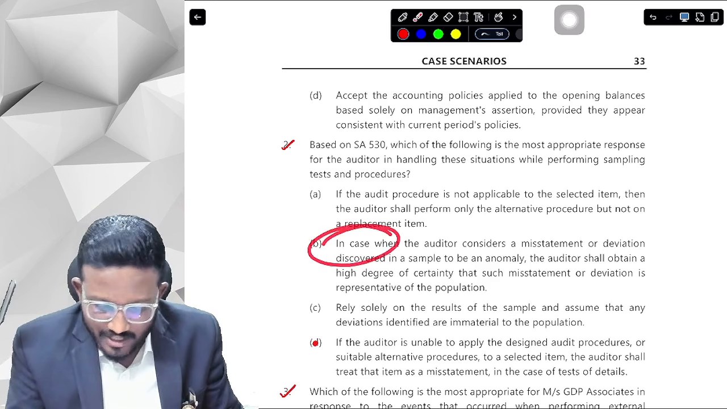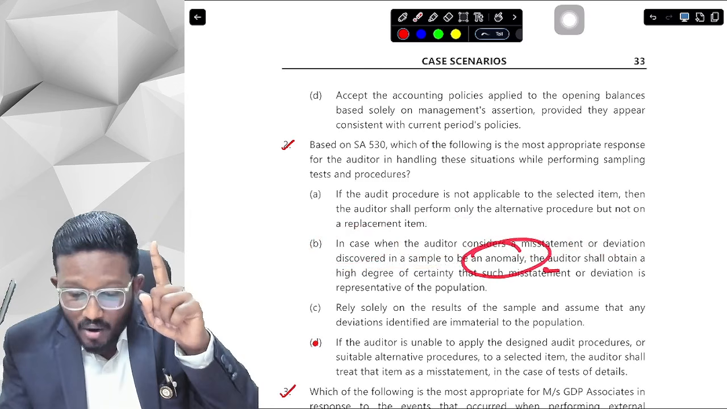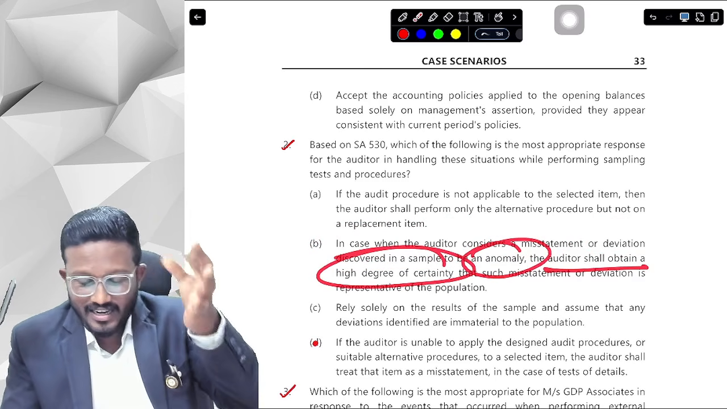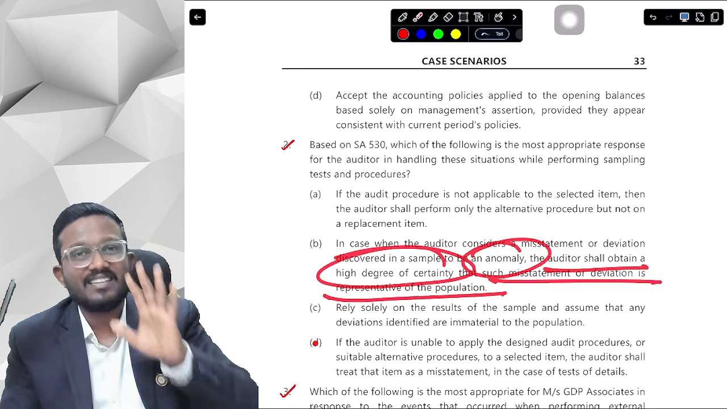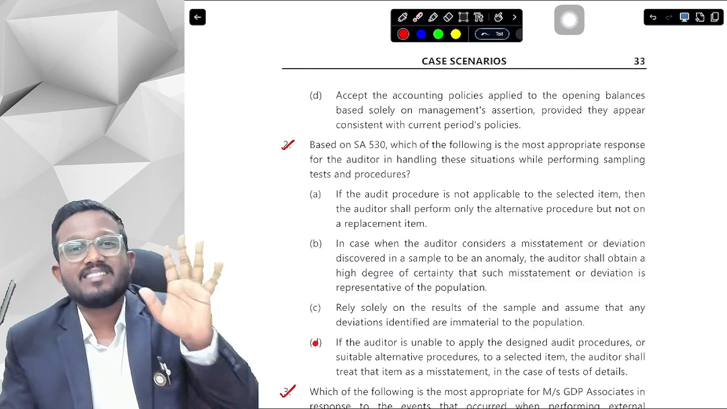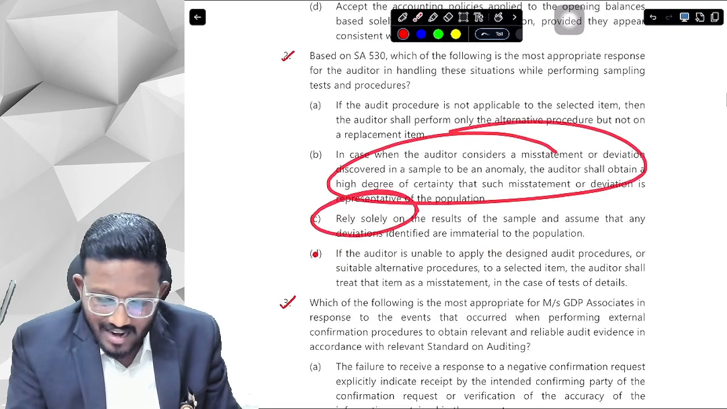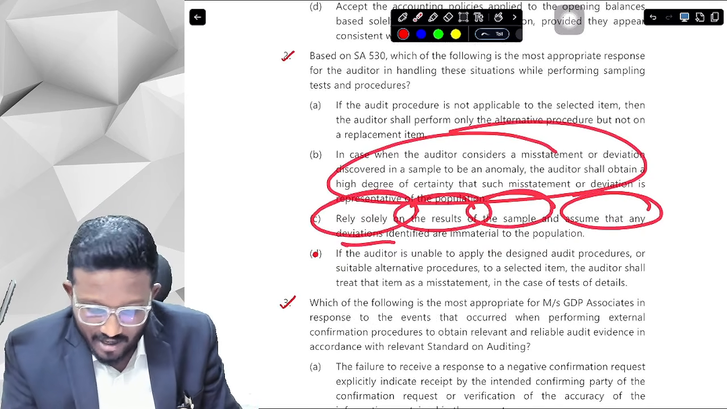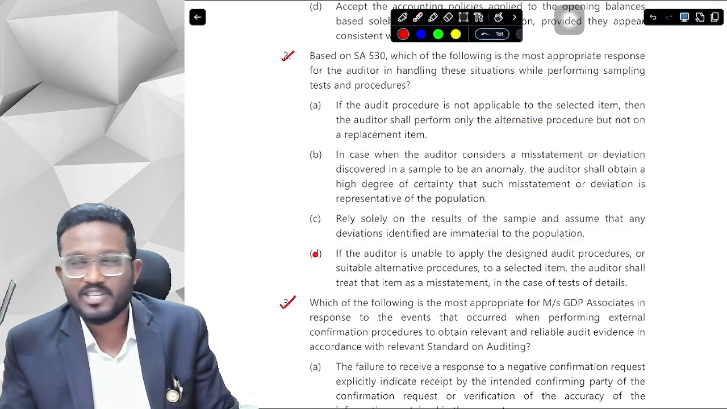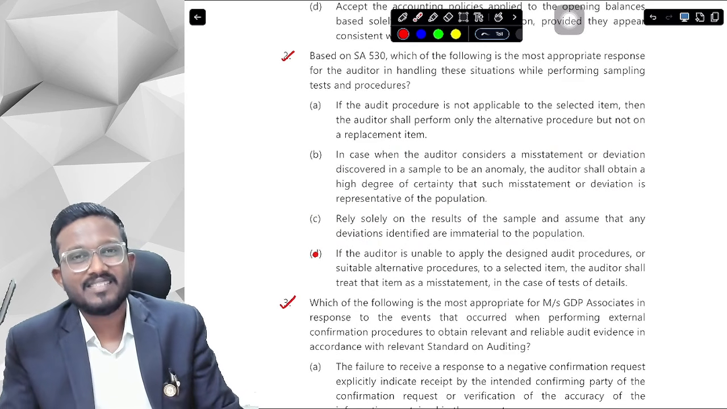Second, in case where the auditor considers a misstatement or deviation discovered in a sample to be an anomaly, the auditor shall obtain a high degree of certainty that such misstatement or deviation is representative of the population. No, sir. If it is an anomaly, then it is not representative of the population. Okay, so this is also wrong. Next, we can solely rely on the results of the sample and assume that any deviations identified are immaterial to the population. No, sir. We cannot solely rely on samples. We need to evaluate the deviations and misstatements as well.